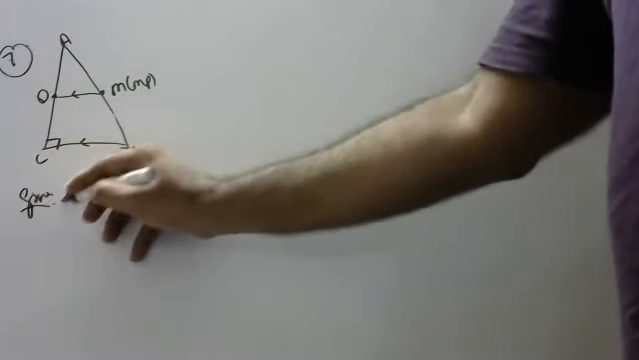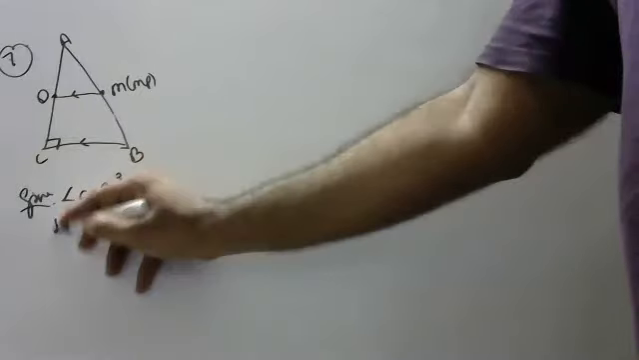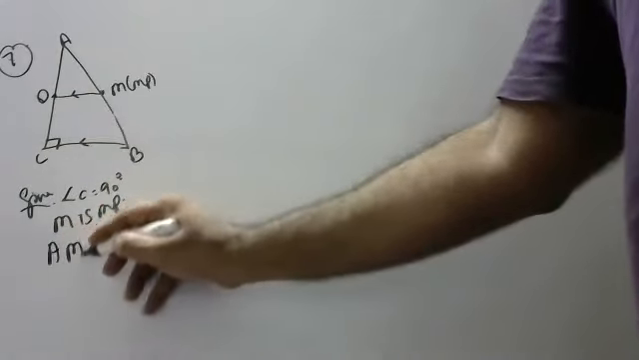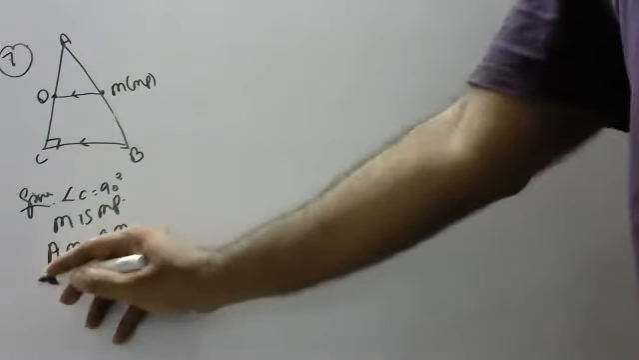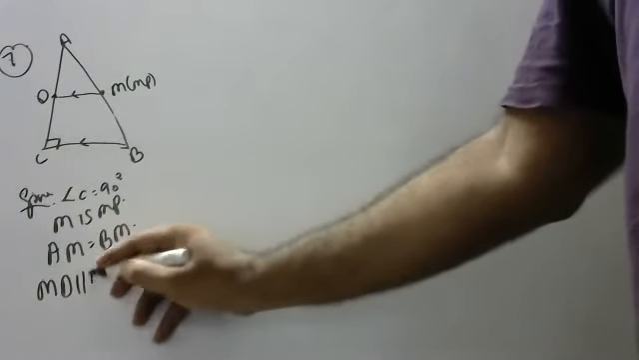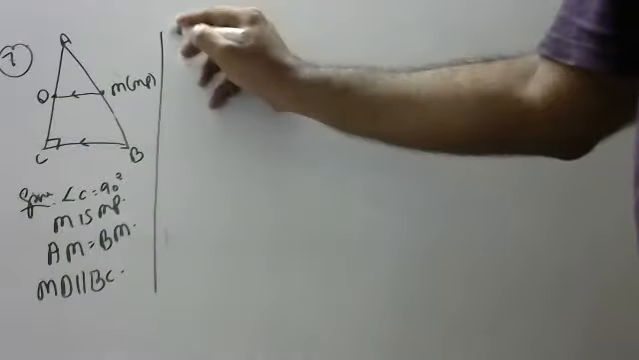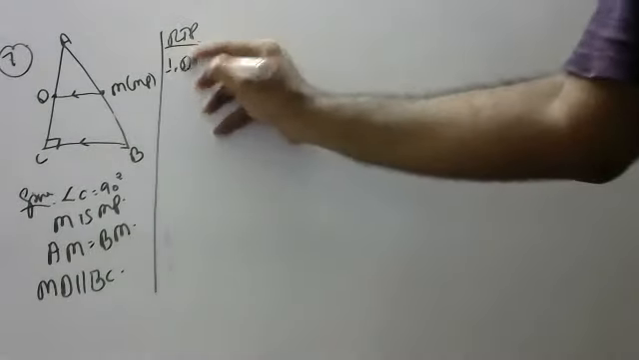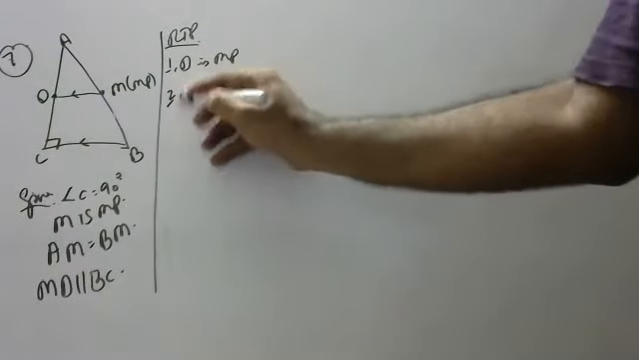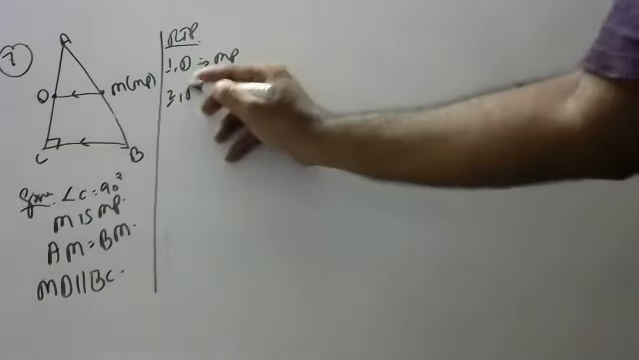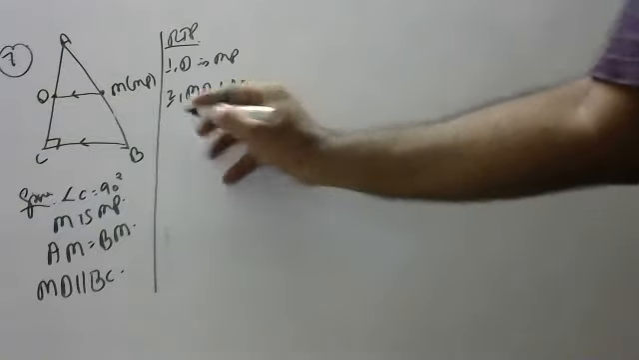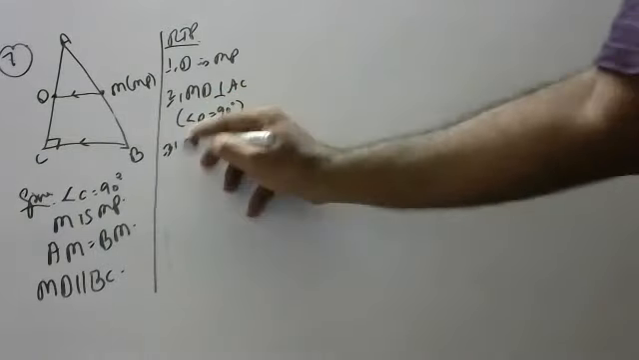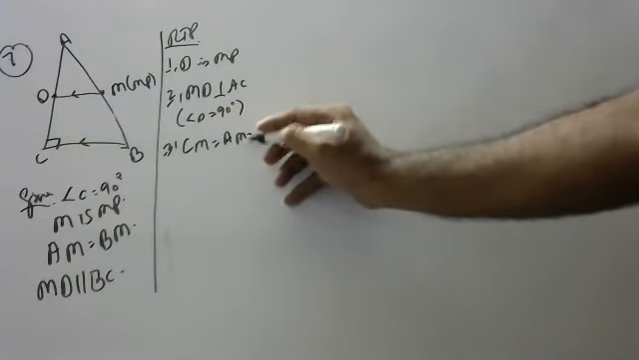My favorite structure. Angle C is 90 degrees, M is the midpoint, so AM is equal to BM. And MD is parallel to BC. Now, what are we required to prove? Number one, D is also the midpoint. Second, MD is perpendicular to AC, which means angle D is 90 degrees. And third, CM is equal to AM, which is half of AB.